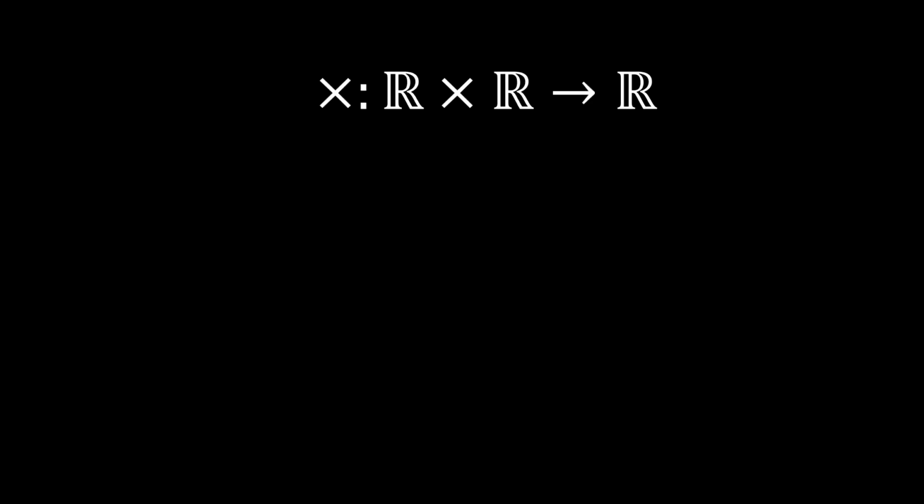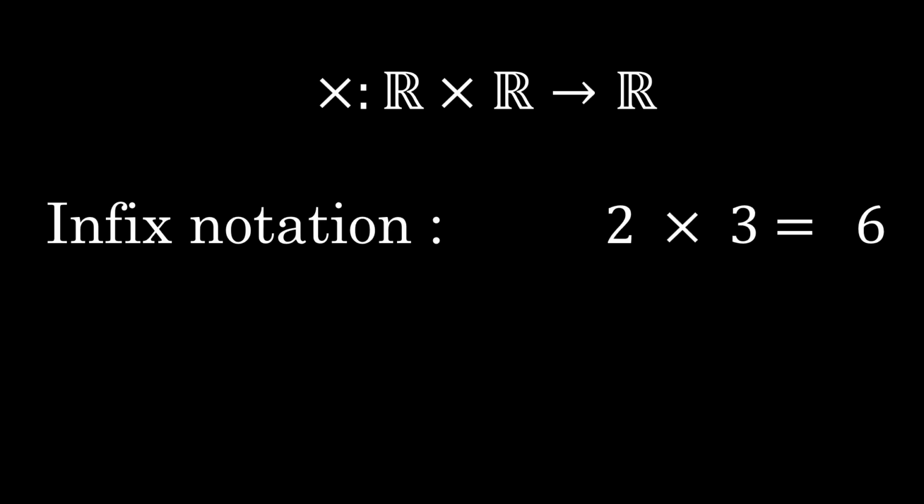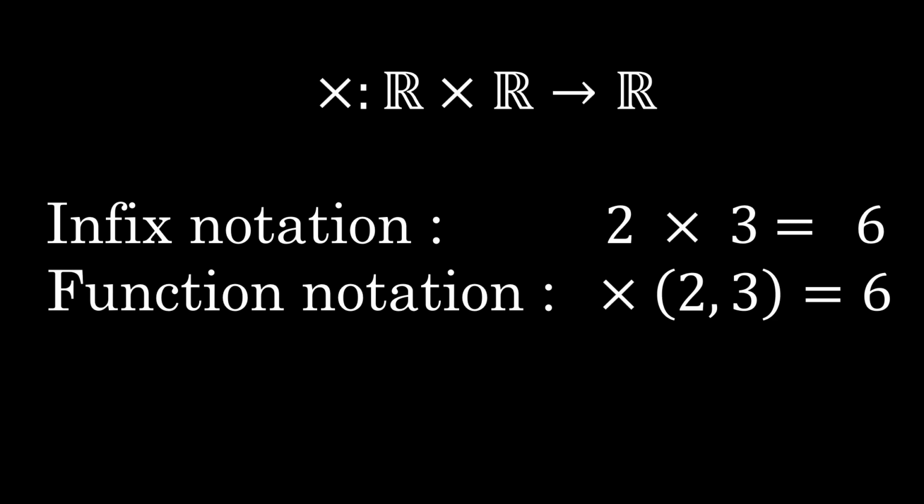Let's take a binary operation, like the usual product on real numbers. It is most common to use infix notation to write it, which means to place the operation symbol between the two entries. But another way would just be to write it as a function with two entries or arguments. This is called function notation and can have any number of entries, unlike infix notation, which is for binary operations.